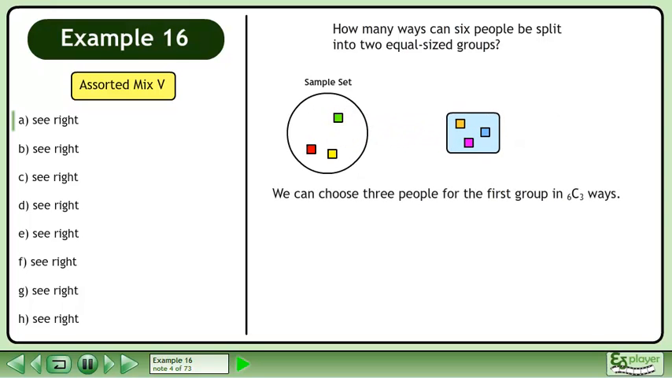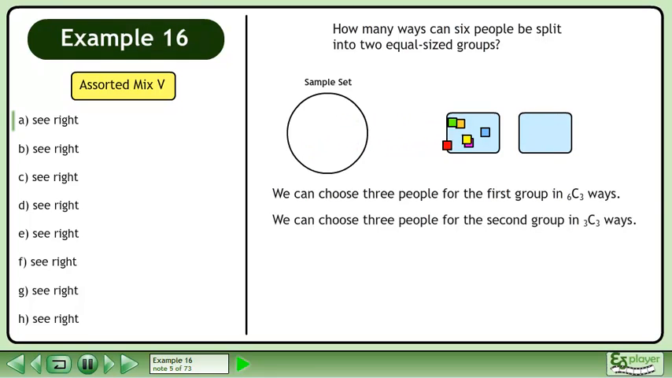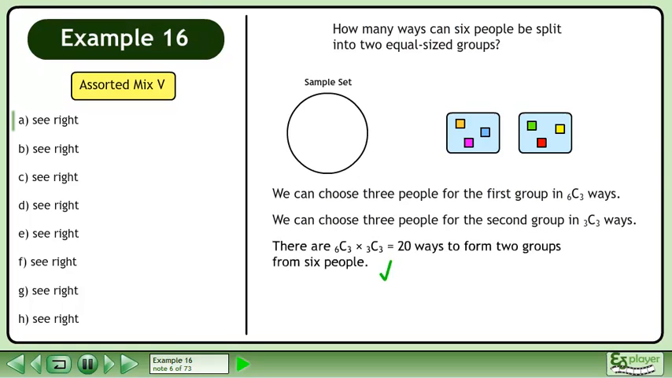We can choose 3 people for the first group in 6 choose 3 ways. We can choose 3 people for the second group in 3 choose 3 ways. There are 6 choose 3 times 3 choose 3 equals 20 ways to form 2 groups from 6 people.